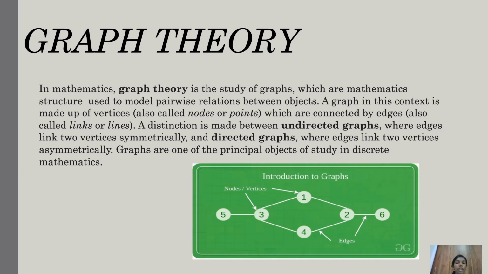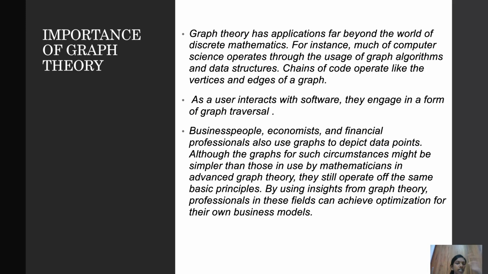Graph theory. In mathematics, graph theory is the study of graphs, which are mathematical structures used to model pairwise relationships between objects. A graph in this context is made up of vertices which are connected by edges. A distinction is made between the undirected graph, where edges link two vertices symmetrically, and the directed graph, where edges link two vertices asymmetrically. Graphs are one of the principal objects of study in discrete mathematics.